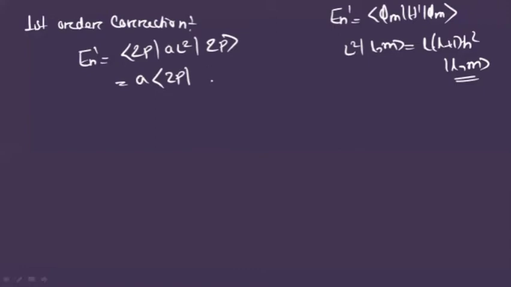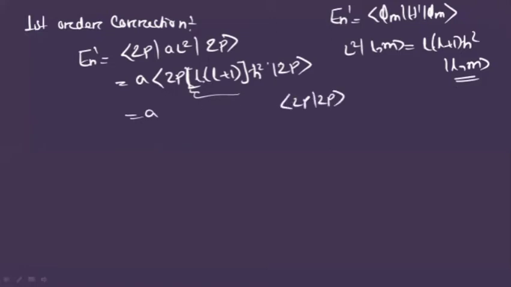So if you do the same thing here, you will get L into (L plus 1) ħ square, and the state is 2p. Now this entire term will come outside, so you can write A, and here you will have <2p|2p>, and this L equals 1 will give L into (L plus 1) equals 2. Clear? So from here you will get 2A ħ square, and the value of <2p|2p> is 1, normalization.